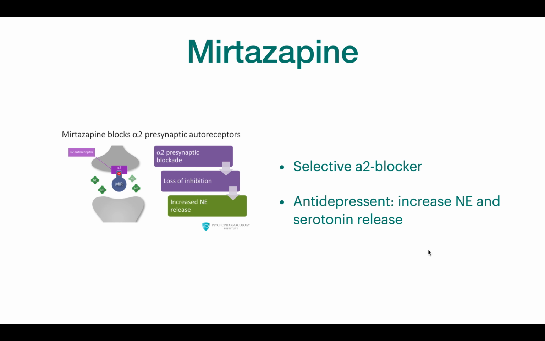Mirtazapine is going to be a selective alpha-2 blocker, and it's an antidepressant. So it's going to increase the amount of norepinephrine and serotonin released.